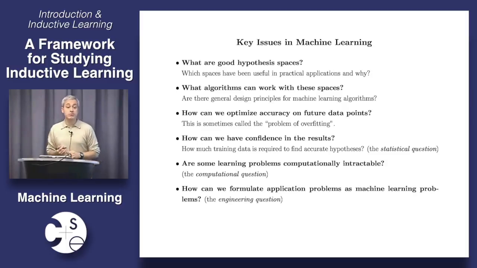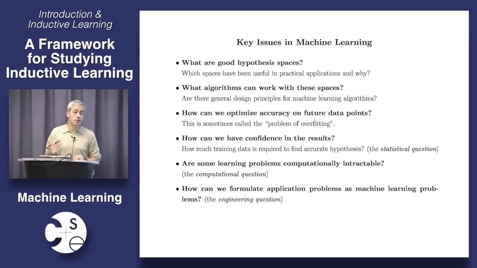The second question, of course, is, given these spaces, let's take, say, decision trees, very widely used. If that is the hypothesis space that I'm going to use, what algorithms work well with that space? And it's not the case that one algorithm works well with all spaces. For different spaces, you will have to pick different algorithms.